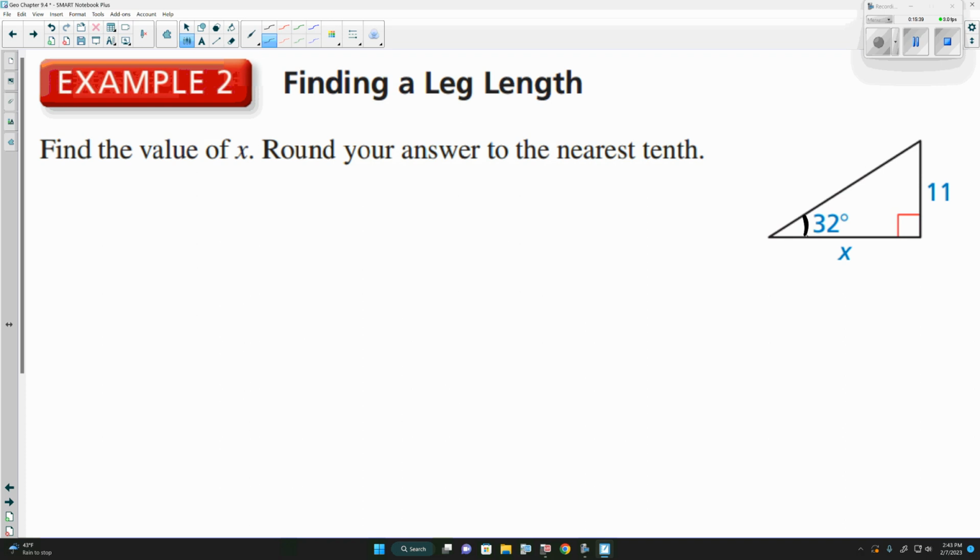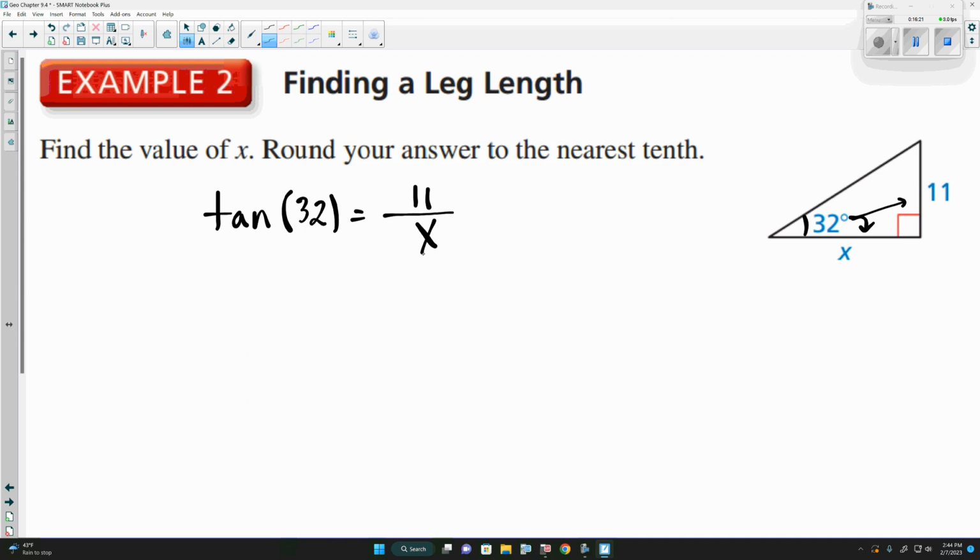Now, we need to see what side lengths we're given and what we're solving. According to the angle, we have the opposite and adjacent side, yes? So that means sine and cosine are not going to be helpful because both sine and cosine need the hypotenuse. We don't have it and we're not looking for it. If we don't have it and we're not looking for it, there's no reason to use it. So the only one that we can use is tangent, because tangent of 32 degrees is equal to the opposite side length over the adjacent, which is x.